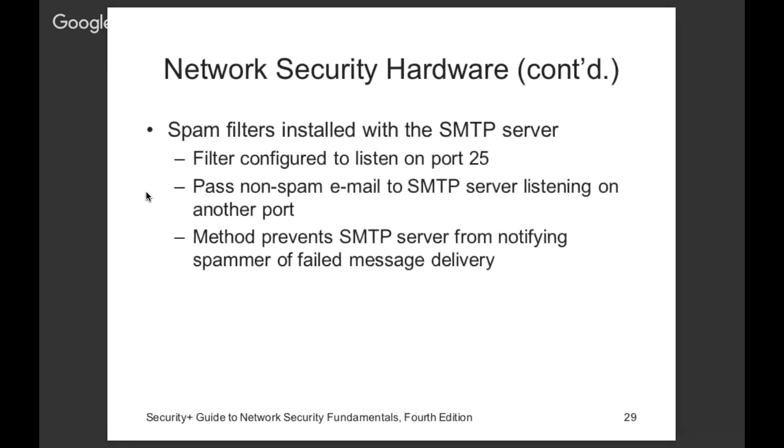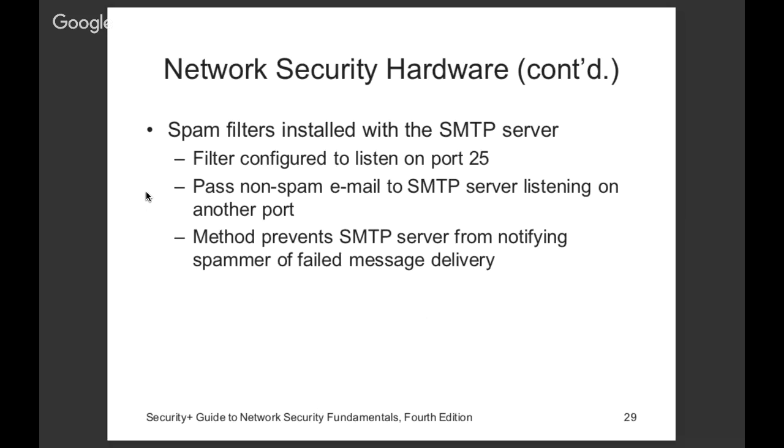But here's the way spam filtering works. It sits on the server, usually as a hardware device, a spam filter, and it listens to all the incoming traffic and outgoing traffic, basically. And specifically, it's looking for, in this case, port 25 if it's SMTP. It passes non-spam mail from the SMTP server to another port. This method prevents the SMTP server from notifying the spammer of failed message delivery.